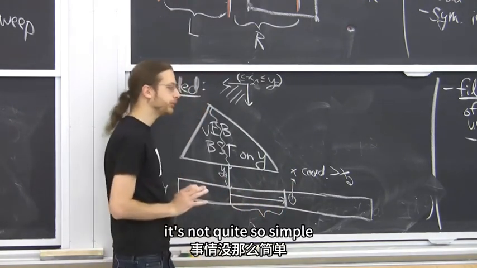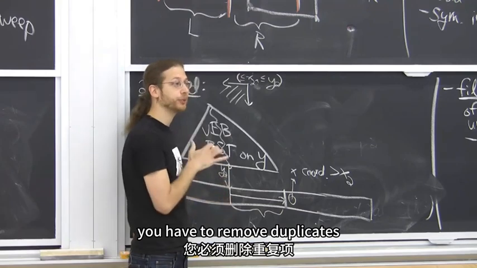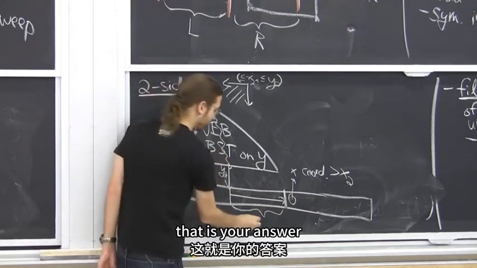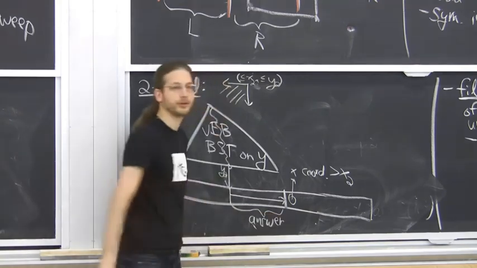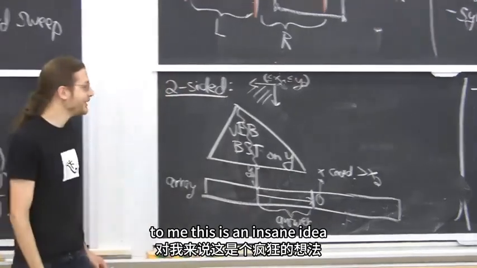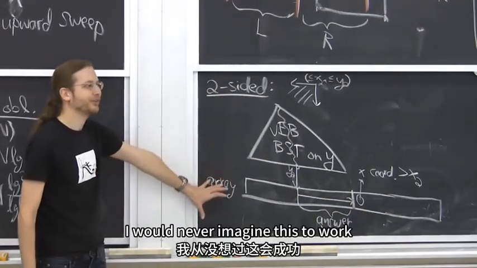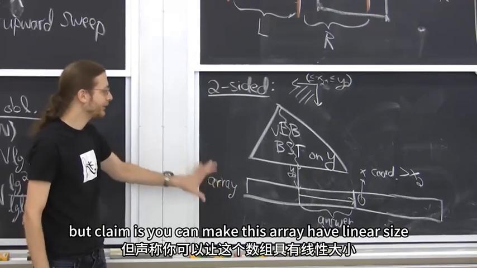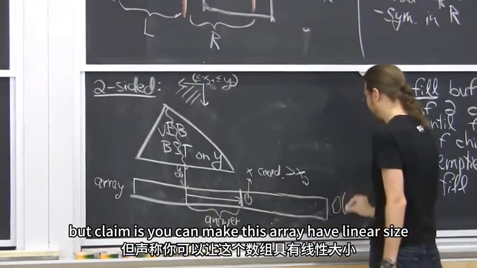And it's not quite so simple because some of these points might be duplicates. You have to remove duplicates. That is your answer. To me, this is an insane idea. I would never imagine this to work. But the claim is you can make this array have linear size. That's the hard part.